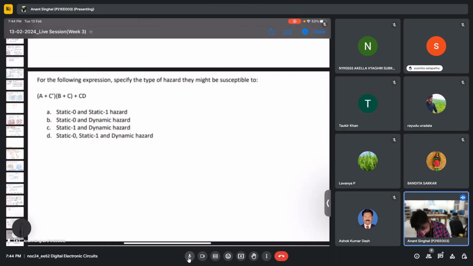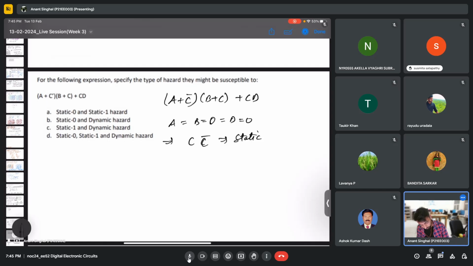So the given expression is A plus C complement and then B plus C times CD. You can clearly see if I use A equal to B equal to 0, maybe D also 0, it will give me C times C complement. That will be a static 0 hazard.